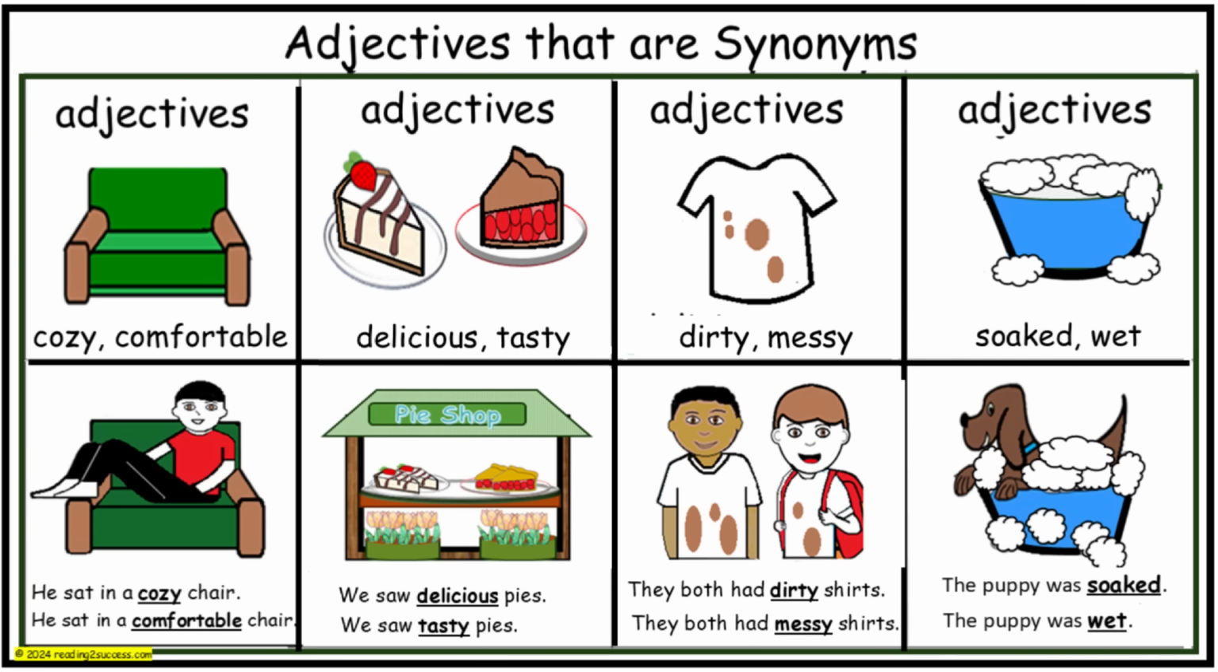This is the third teaching resource chart. Adjectives that are synonyms. Remind kids that adjectives describe nouns. In each of the four examples, there are two adjectives that are synonyms. Again, with kids, read the adjectives and the sentences. For cozy and comfortable, delicious and tasty, dirty and messy, and soaked and wet.